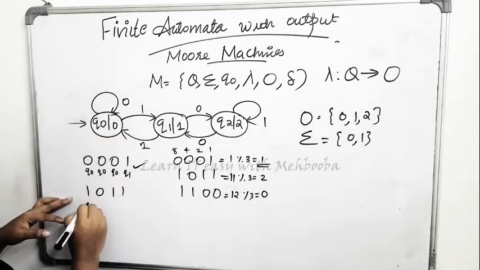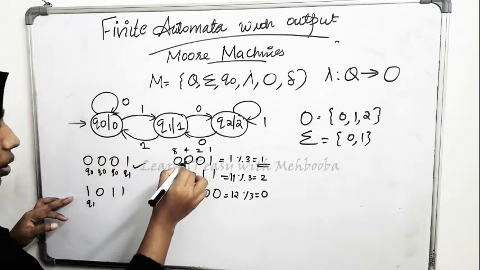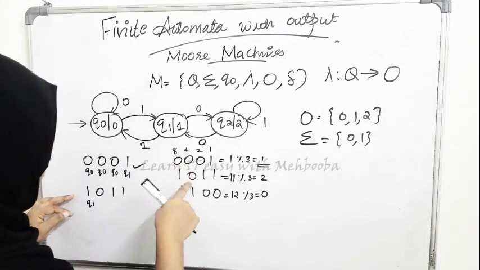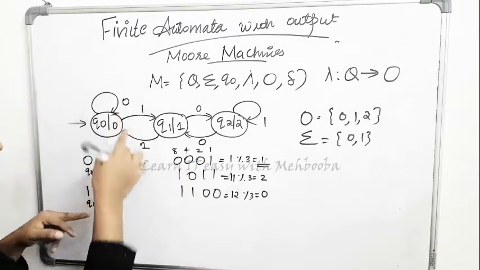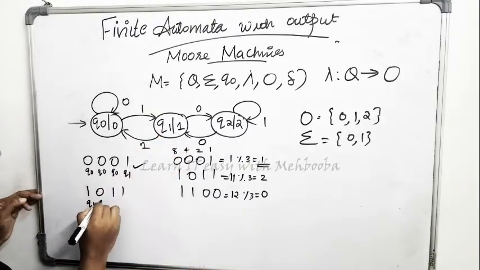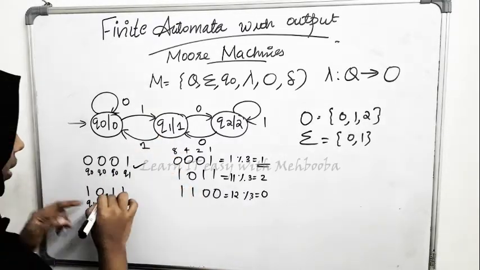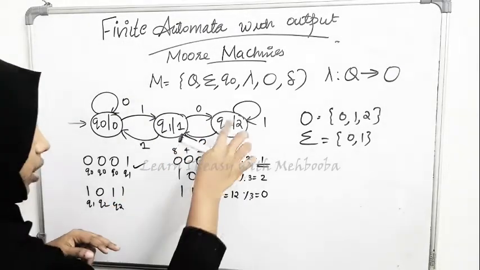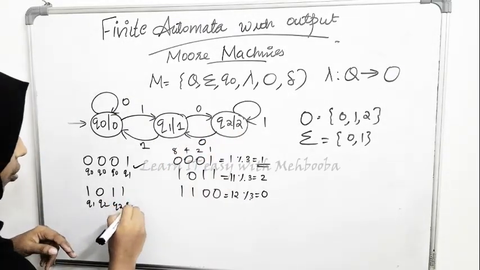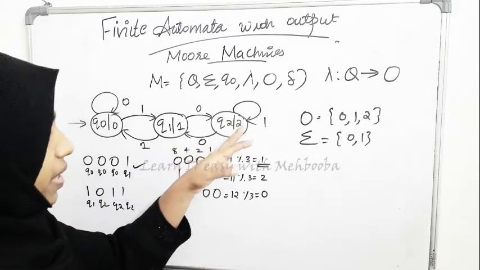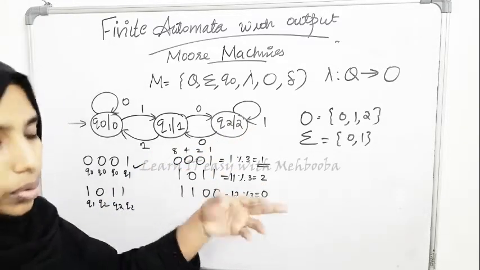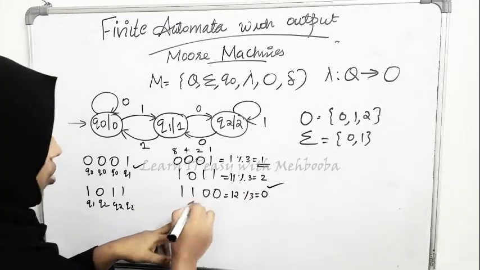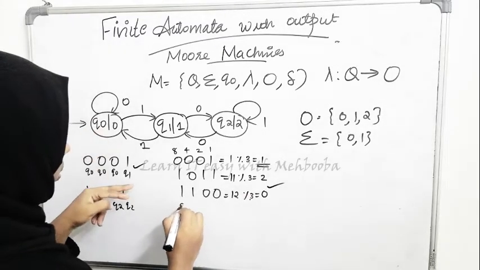Now we will check the second input, 1 0 1 1. When it is 1, you are at q1. When you get the next 0, you are at q2. When you get the next 1, you are at q2 itself. When you get one more 1, you are still at q2. So q2 represents modulus 2. That is right. We'll check the last input, 1 1 0 0. When you get 1, you are at q1.